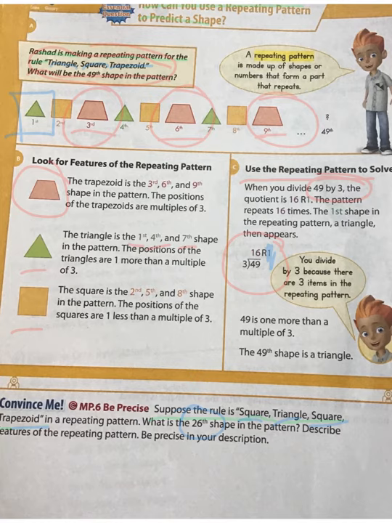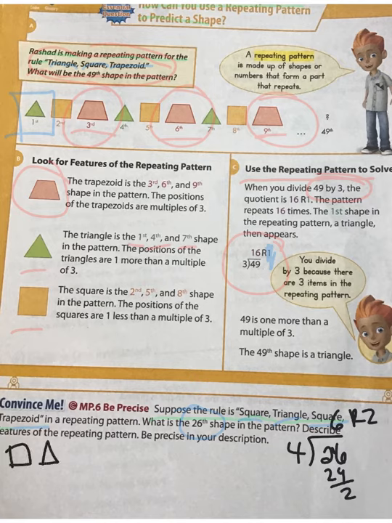If we want to know what the 26th shape will be, all we have to do is divide 26 by 4. Well, I know 6 times 4 is 24, so I'm going to end up with a remainder of 2. And if I'm looking at my pattern, I have square, triangle, square, whoops, that should be a square, and then I have a trapezoid. And since it's a remainder of 2, it will be the second shape, which will be a triangle.